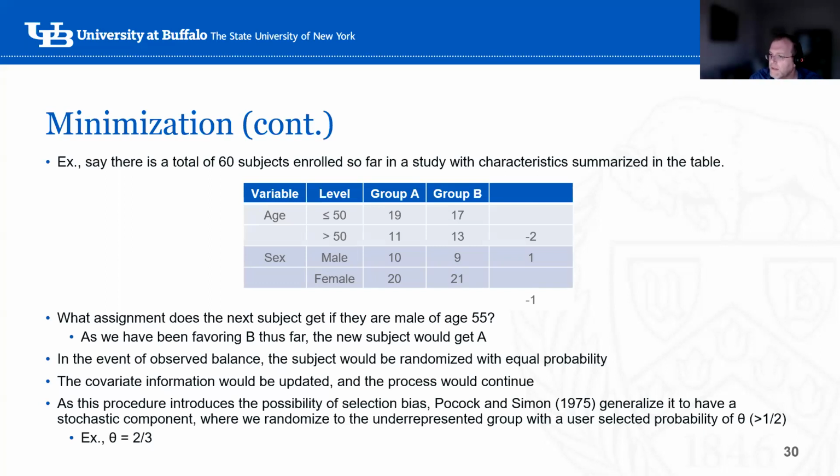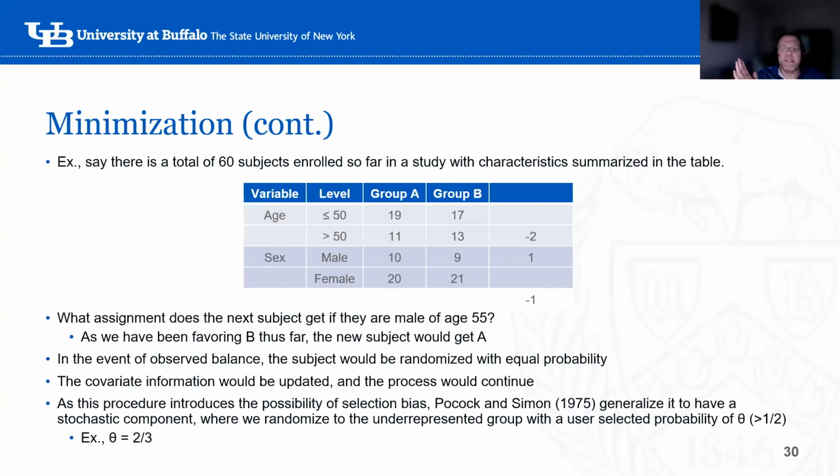The issue here is that I'm going to have to update this information, and then move on to the next person. Now, there is a tweak of this. Some people don't like the idea, especially if you have an unblinded trial, that based on this data, I knew that the next person coming through the door, if they were an older male, was going to get A. That would leave you open to sorts of biases that you might encounter in trials.